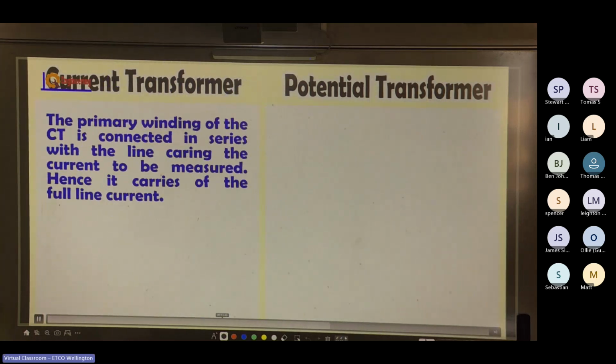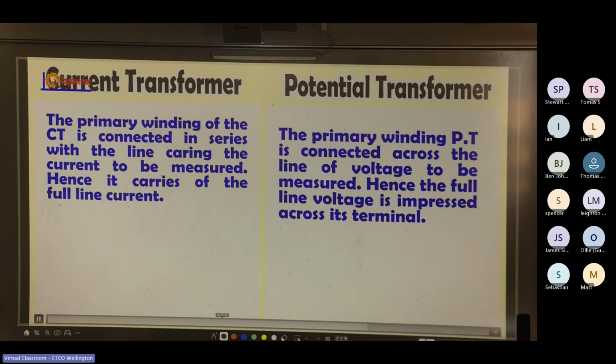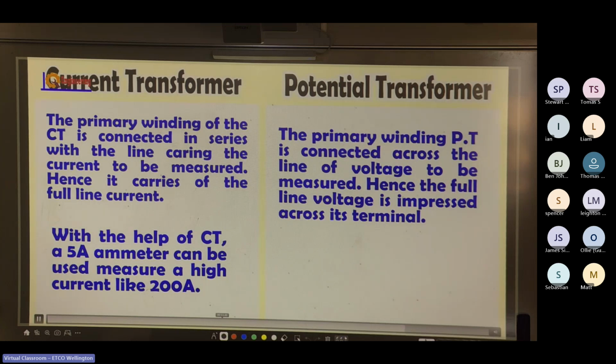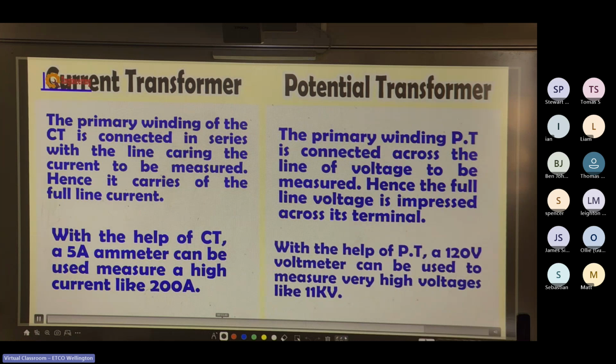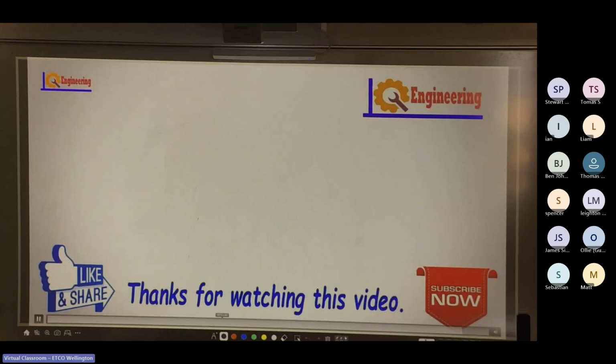The primary winding of the current transformer is connected in series with the line carrying the current to be measured. Hence, it carries the full line current. The primary winding of the potential transformer is connected across the line voltage to be measured. Hence, the full line voltage is impressed across its terminals. With the help of a current transformer, a 5 ampere ammeter can be used to measure a high current like 200 ampere. With the help of a potential transformer, a 120 volt voltmeter can be used to measure very high voltages like 11 kilovolt.